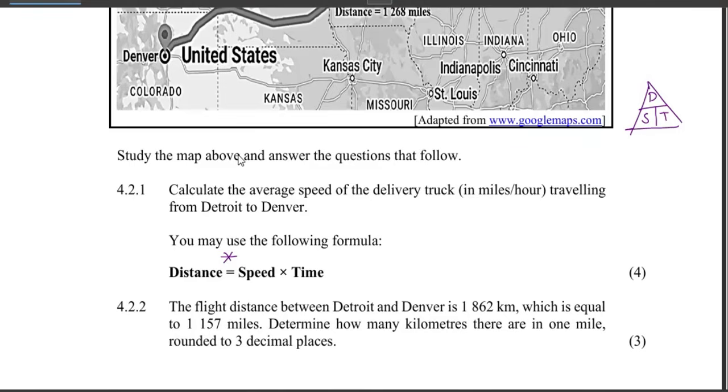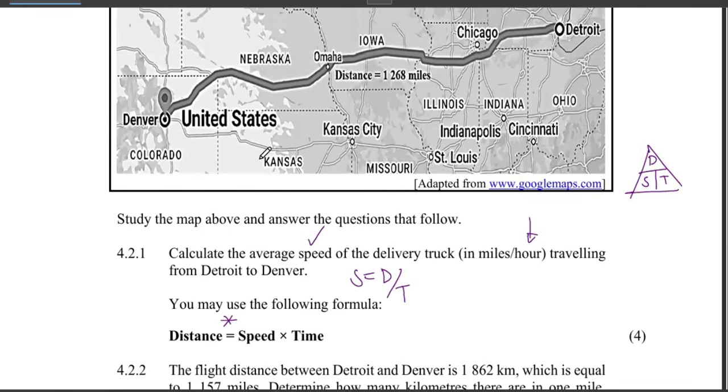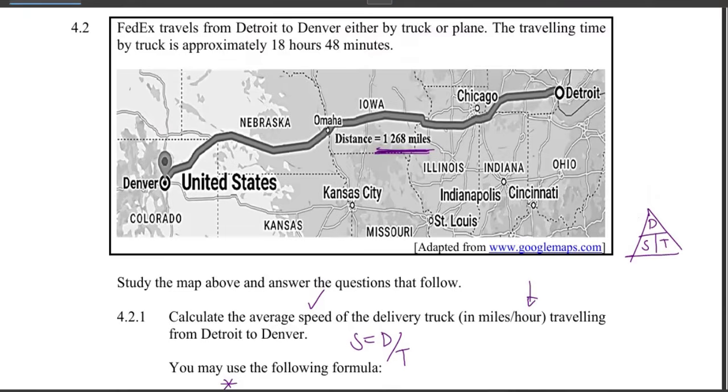So we are looking to calculate the average speed. Speed will equal distance divided by time. Make sure the time is in hours, because the formula is supposed to be in hours. And now this is miles per hour. The distance is there already. So first and foremost, change the time. Change 18 hours, 48 minutes to hours only.